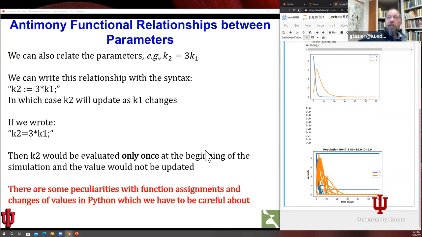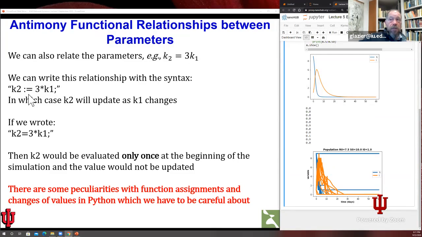Okay. Things are a little bit more complicated if I have dependencies on variables. And I actually had the slide backwards. So Josh checked it out today and said I had it wrong, and we fixed it. So if I wrote something like K2 equals 3 times K1, and I want that to be implemented continuously in time, if I wrote in my Antimony K2 equals 3 times K1, K2 would be given the value of 3 times K1 at the beginning of the simulation. And if I change K1, it won't update K2.